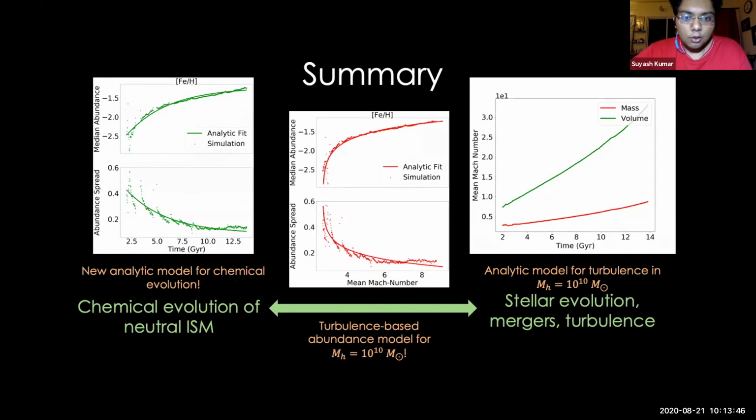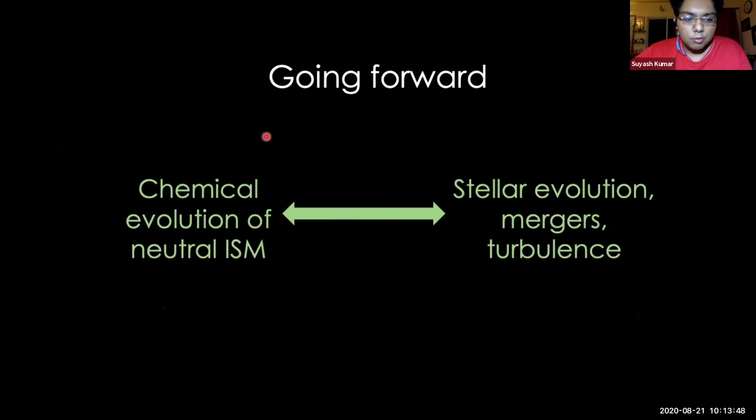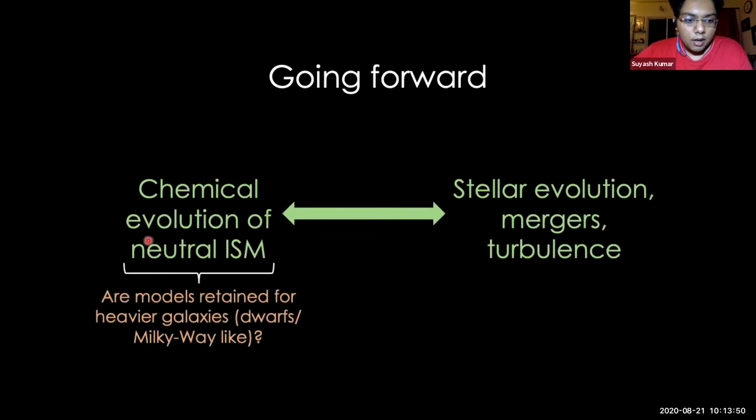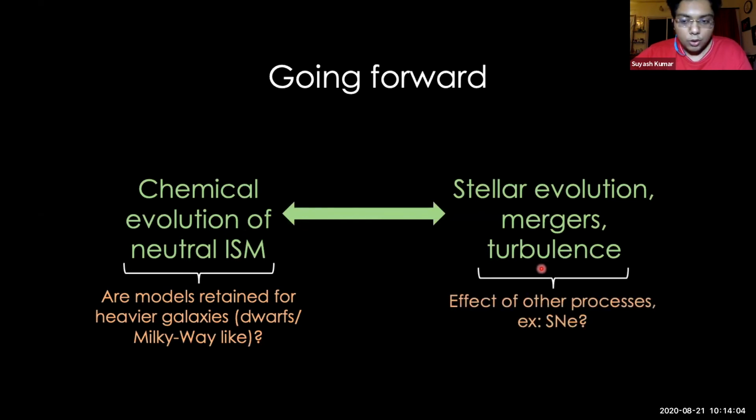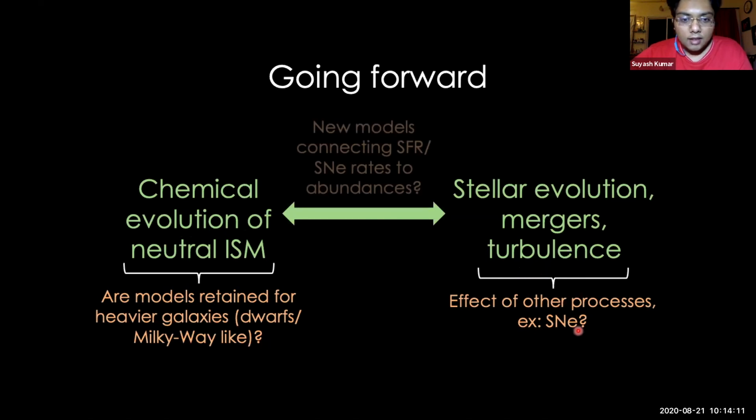And going forward, we want to ask ourselves some important questions, namely, are the models that we came up with for the evolution of the neutral ISM retained for heavier galaxies like heavier dwarfs or Milky Way-like galaxies? And are there other important processes that we should directly incorporate into our analysis, like supernovae in the form of supernovae rates? And the most challenging question of all is to come up with new models that connect the star formation rate or supernovae rates to abundances.